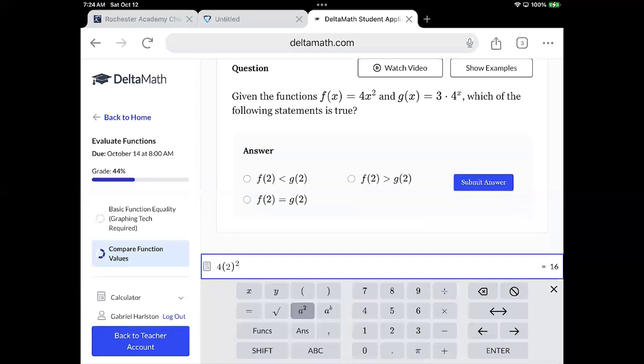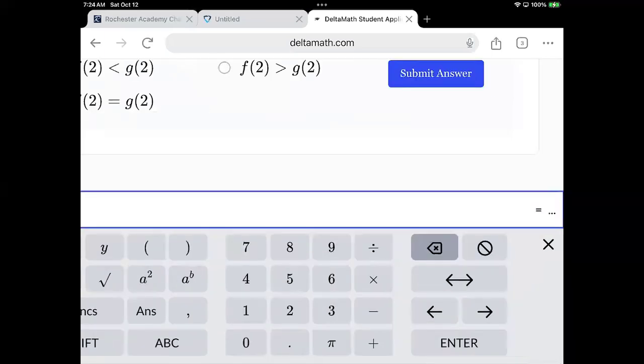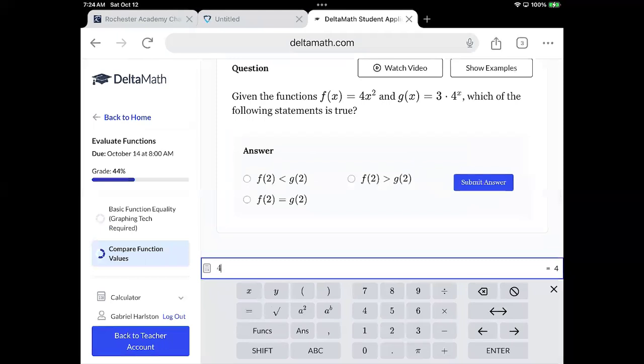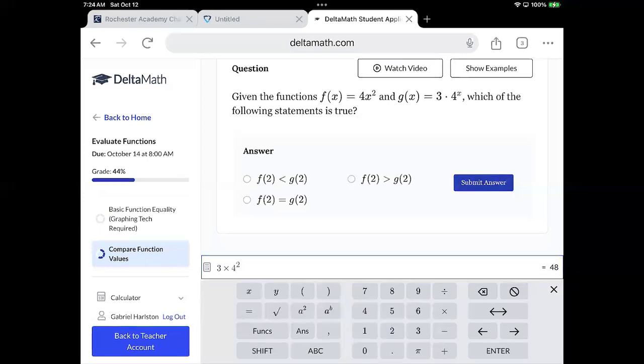And then I'm going to do g of 2. So this is going to be 3 times 4 raised to the what power? The second power. And it's 48. So g of 2 is bigger than f of 2. So we would choose this one.